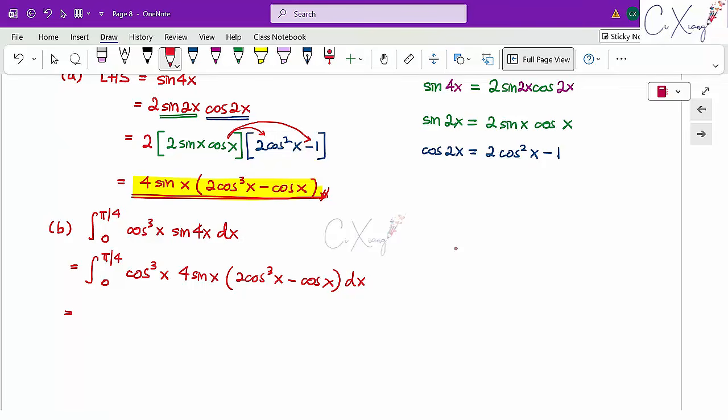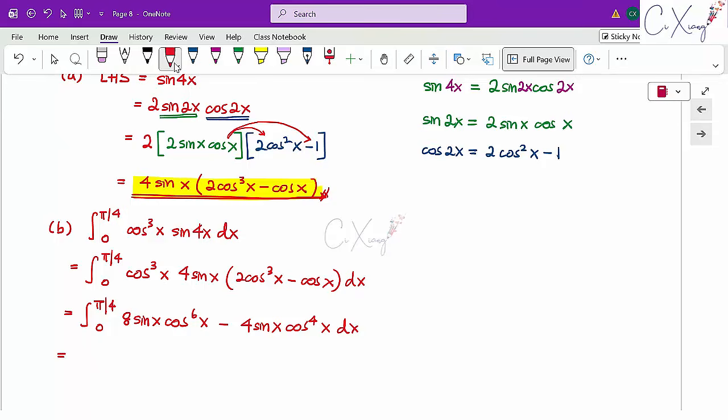For me personally, I prefer to take out the constant 4. If you don't want, never mind, you can just multiply everything inside. I want to expand the term first, where I'll be having 4 times 2, which is 8, then sine x, then cos power 6 x, because you're having cos power 3 multiplied by cos power 3, so you get cos power 6. Same thing happens for the second term: you'll be having 4 sine x with cos power 4 x.